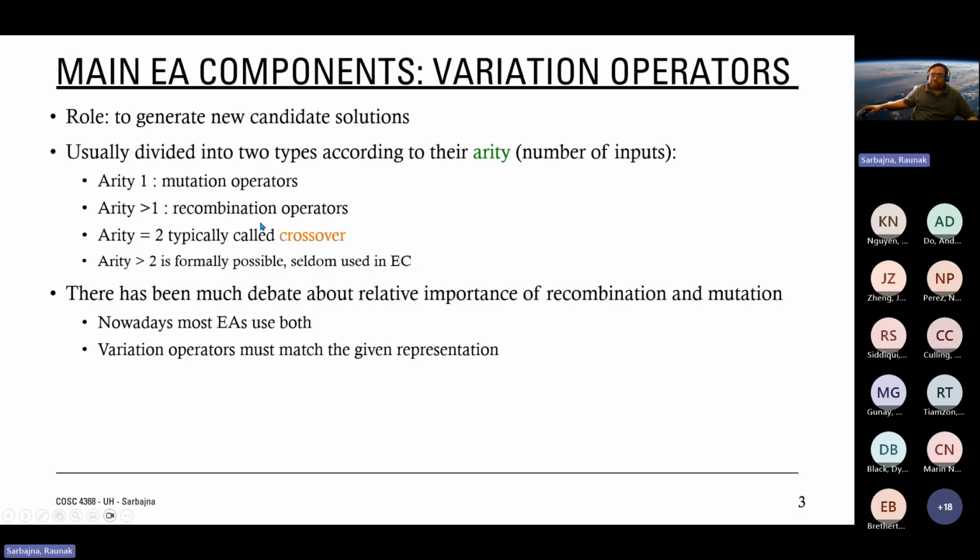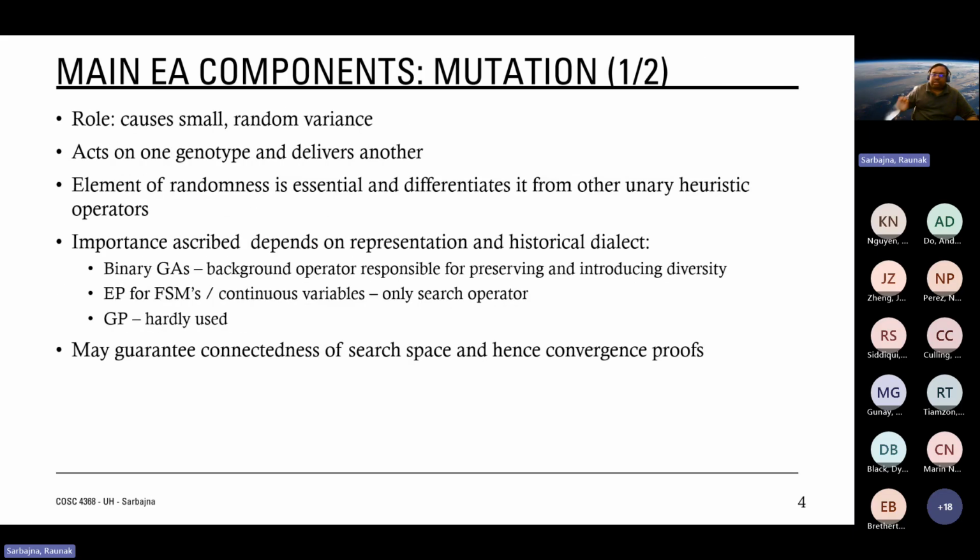So let's talk about the mutation operator first, because it is very simple. The mutation operator just causes a very small amount of random variance. It takes in one solution, that is one genotype, and it delivers another genotype. And this randomness, this stochasticity, is what makes it an evolutionary approach, and not a heuristic approach.